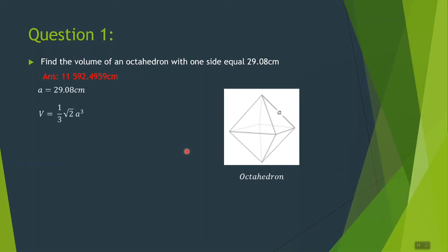We can solve the volume by this formula. Volume equals 1/3 multiplied by square root of 2, times the side A, which is 29.08, cubed. So we can simply substitute the given and solve for the volume. So here the volume is 11,592.4959 centimeter cube.